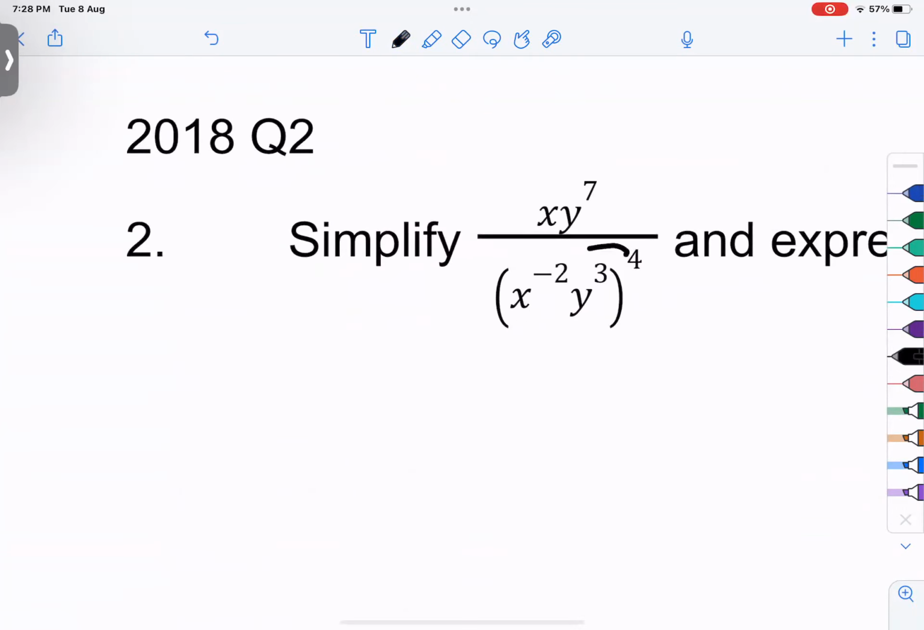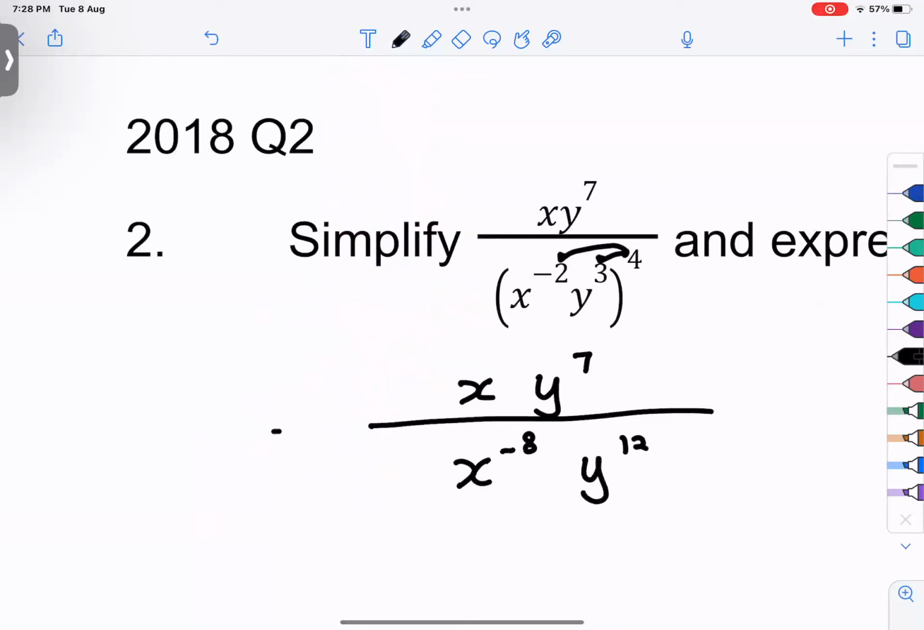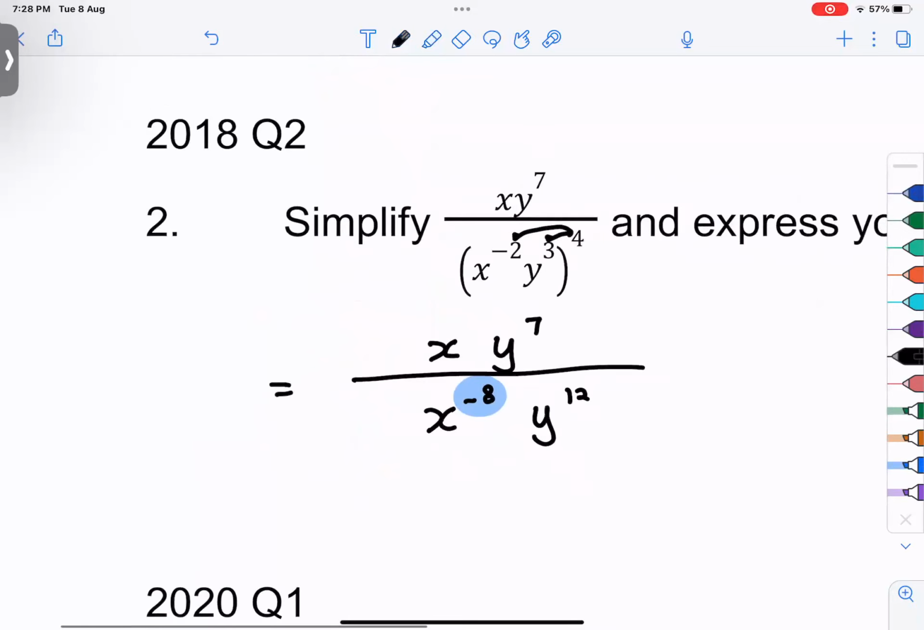Power outside goes in, goes in. -2 times 4, -8. 3 times 4, 12. And then if there's any negative power, switch the places.